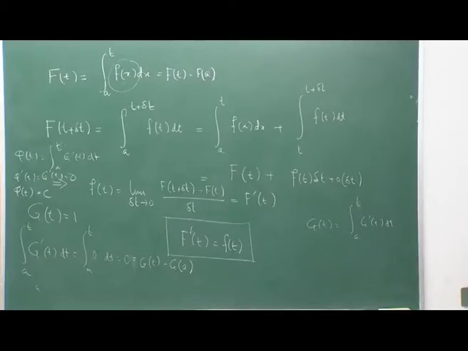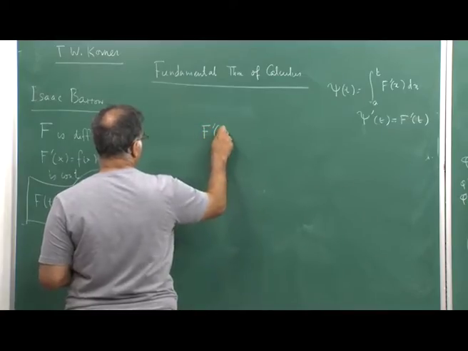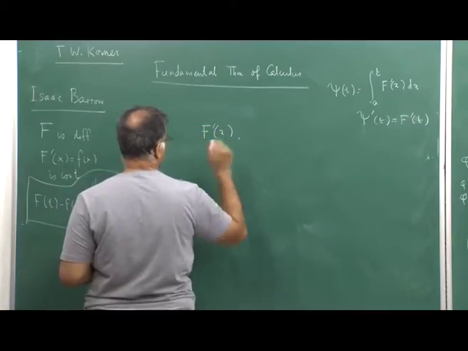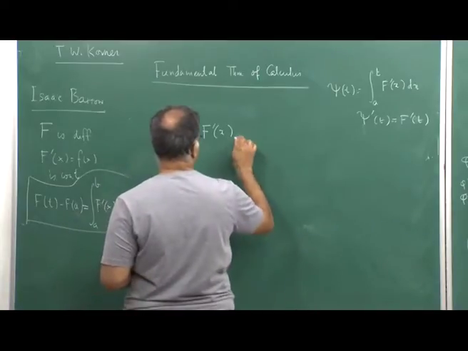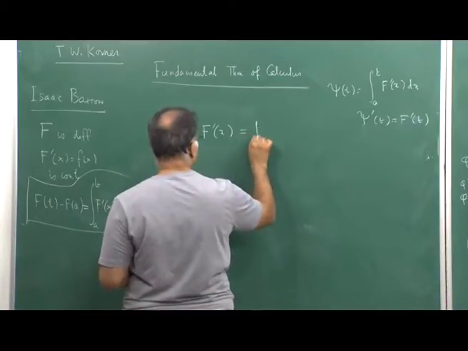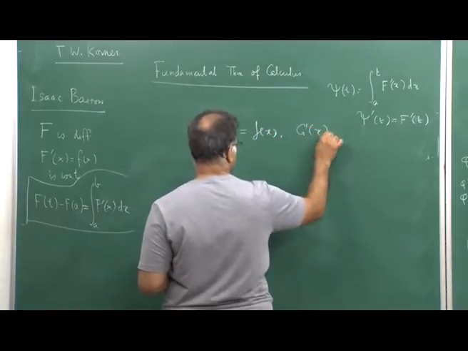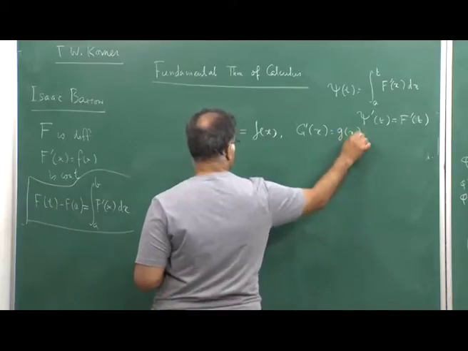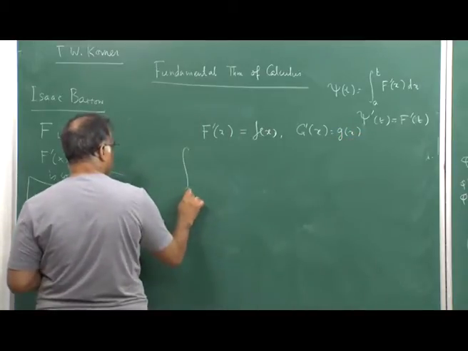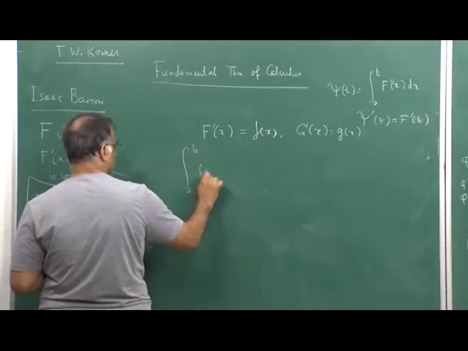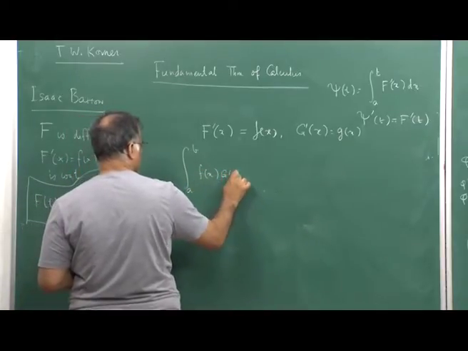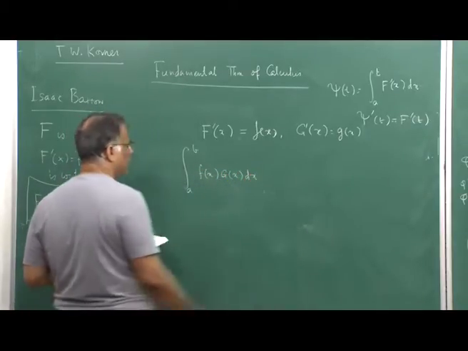So it comes out of a very simple calculus of the derivative of products. Say F'(x) = f(x), and another G'(x) = g(x). Actually, I want to find the integral from a to b of f(x) g(x) dx. How do I do it?